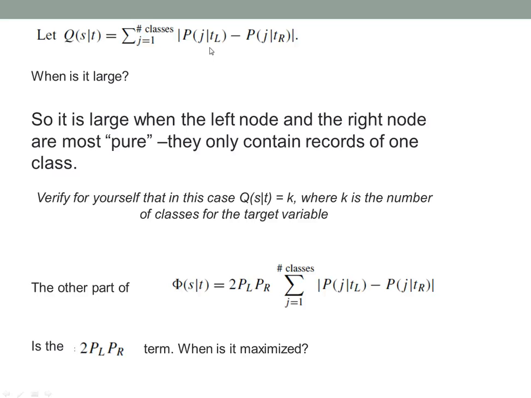So let's say savings. With savings, we can have the split of savings high versus low-medium, or medium versus low-high. So we don't know which one is going to give us the best phi, so we test all of them. And then we do that with all the variables, and we choose the split and the variable that gives us the largest phi, and that's the top one.